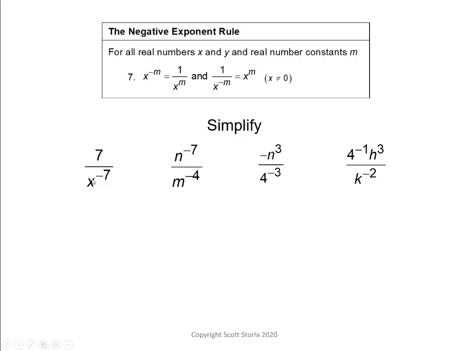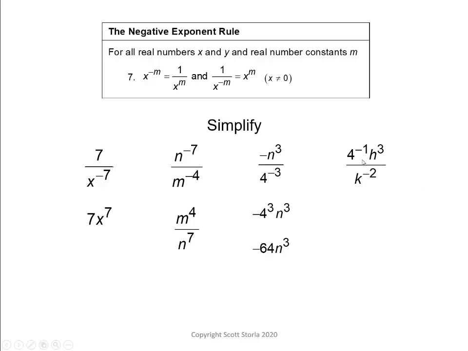For the first one, this base will move to the numerator. It'll become 7x to the 7th. For this one, both bases have to move, and both exponents become opposite. For this one, this already has a positive exponent. It's going to stay in the numerator. But this one is going to have to move to the numerator and have a positive exponent of 3, which is just 64.